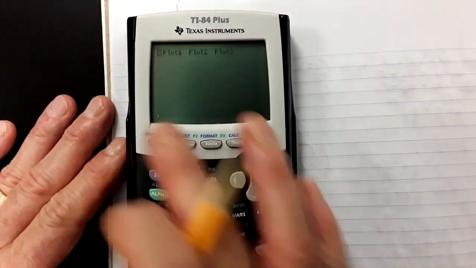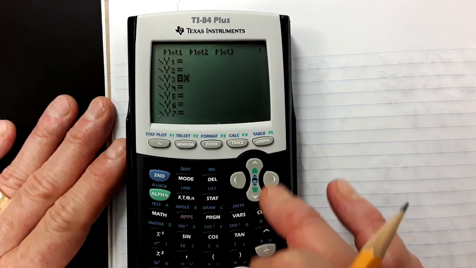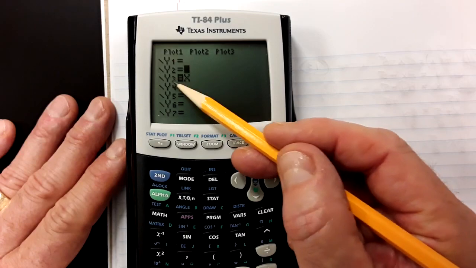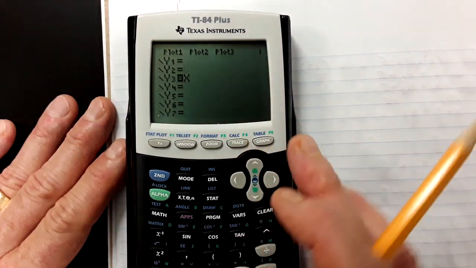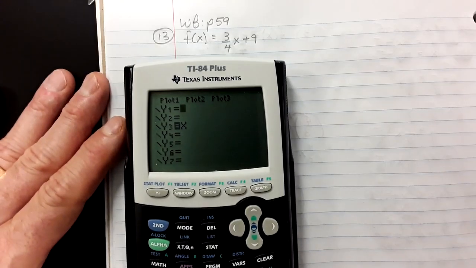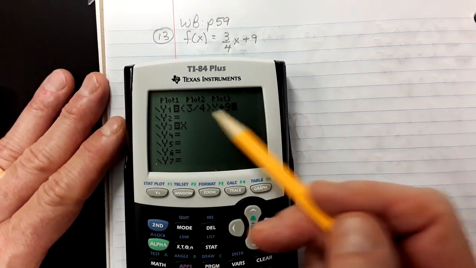Y equals. Clear out your calculator. And write your y to y sub 3, their third graph, y equals x. Make sure that's in there. So I'm going to put 3/4 x plus 9. So parentheses, 3 divided by 4, parentheses, x plus 9. There it is, it's in.